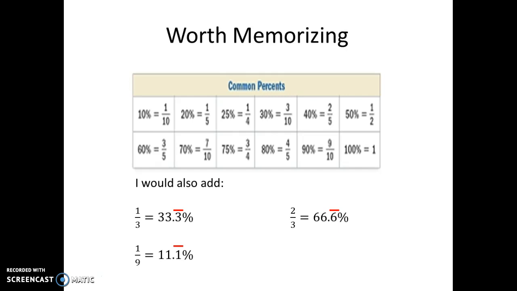And then I included also 1/9. So anything that has a denominator of 9, remember the numerator is going to repeat forever. So 1/9 is equal to 0.1 repeating, which will equal 11.1 repeating percent. So again, these are worth memorizing.